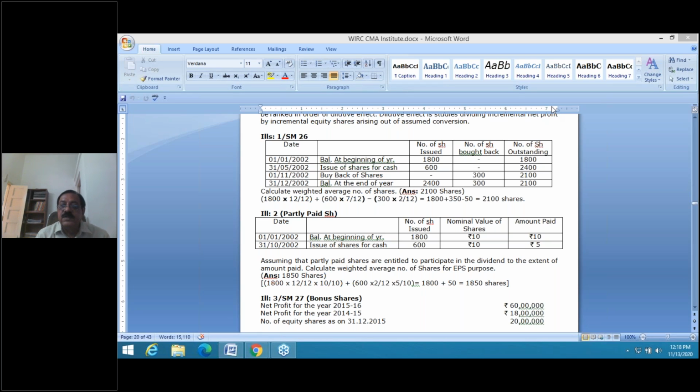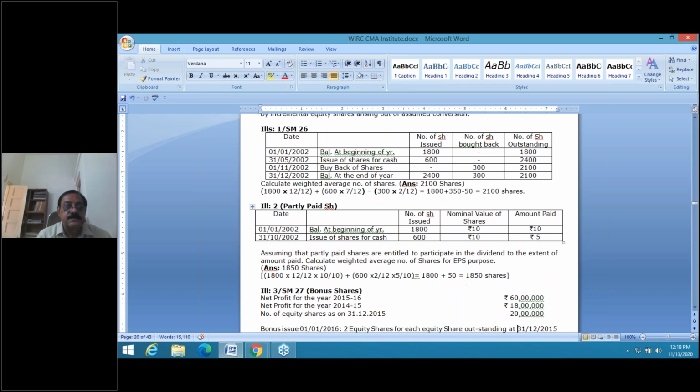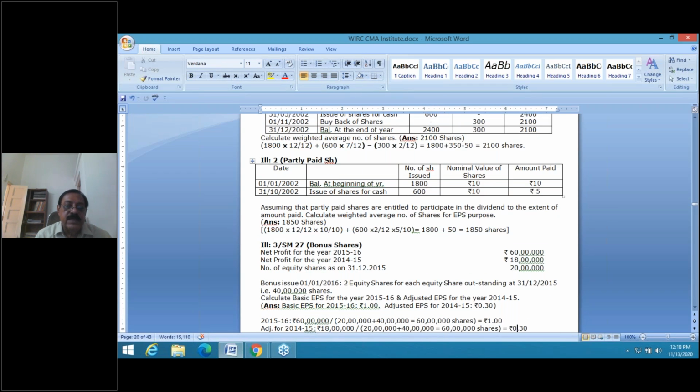Okay, friends, so I hope the first question is clear to everybody. Go to the second, partly paid shares. Beginning 1800 shares, 10 is 10 paid. After 10 months, 600 fresh shares are issued for cash, but only 5 is paid up, and they are entitled to participate in proportionate dividend.